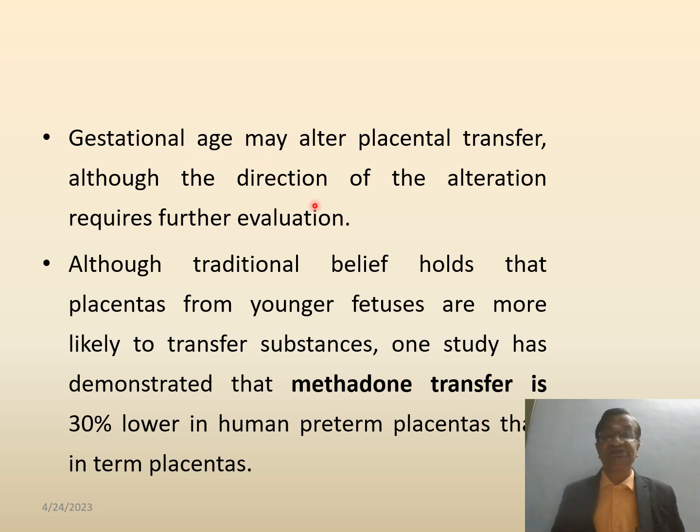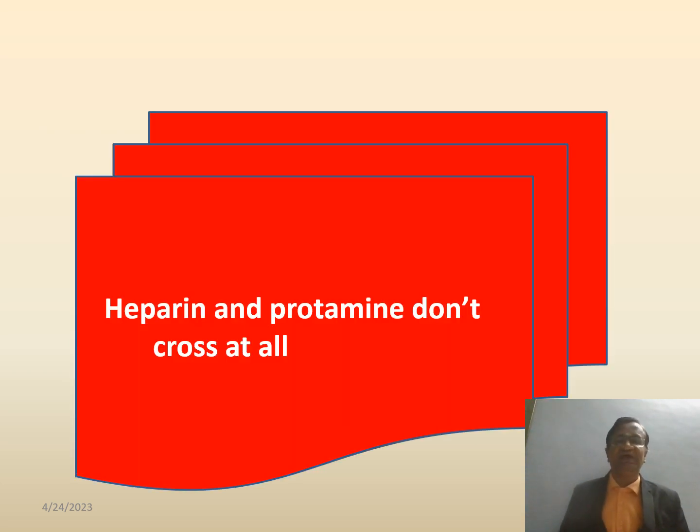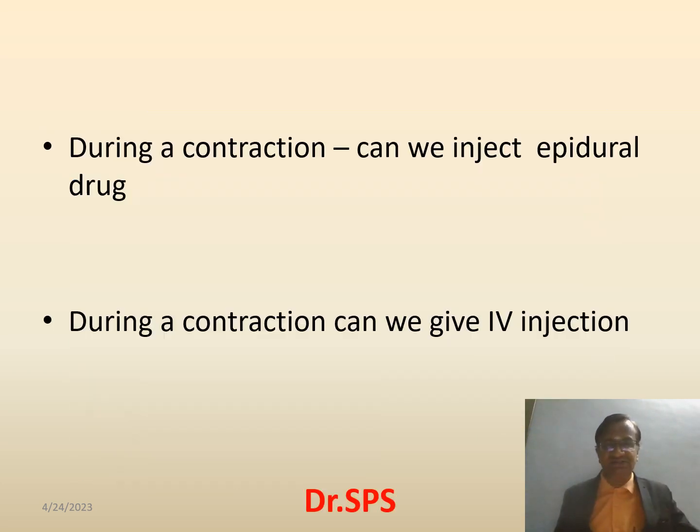Gestational age: what is gestational age? 35 weeks, 34 weeks. This may alter placental transfer, although the direction of alteration requires study. Although traditional belief holds that placentas of younger fetuses are more permeable, it is not that, because as I have already told, the thickness increases and after some time it decreases, but the area increases. So all these things make up for different things. It is not that younger placentas will allow and older placentas will not allow like that. Heparin, protamine don't cross.